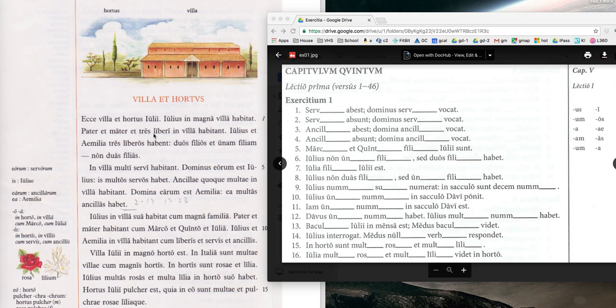So here the children are the subject, but here Julius and Amelia have... Notice again, sir, the difference between habitant and habent. That gets lost sometimes. But here, Julius and Amelia have 3 children. So we've gone from nominativus pluralis, nominative plural, to accusativus pluralis, accusative plural. So we go from here, subject, to here, direct object.